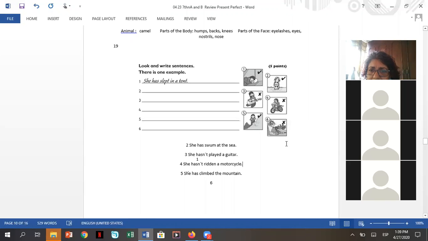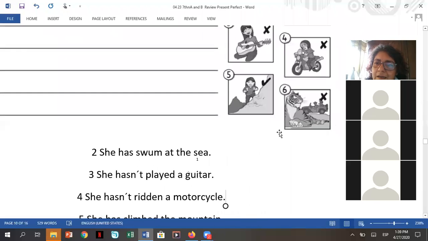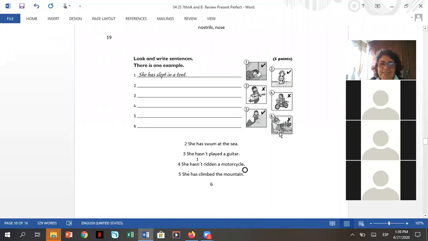She hasn't seen a tiger. She hasn't seen a tiger. Okay, she hasn't seen the tiger. It's quite difficult, but okay. Does anybody have something different? I have something different. Okay, what do you have? She hasn't been in a safari. Oh, okay. She hasn't been to a safari. Very good, that is possible too. Okay, very good, thank you. The next one. Next activity.